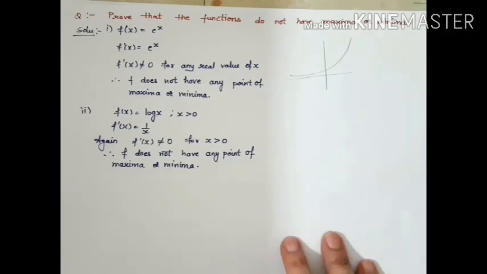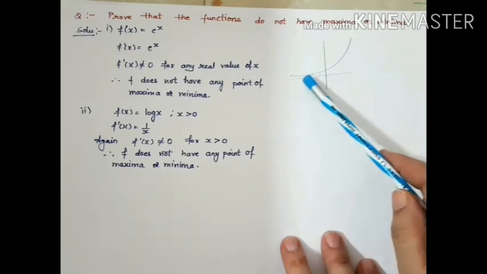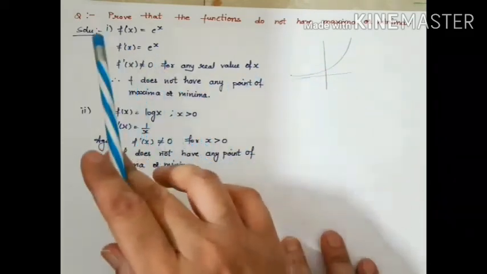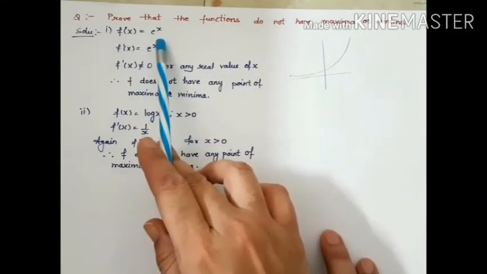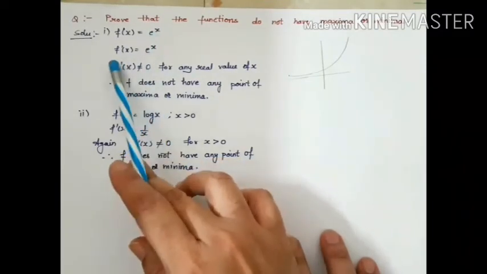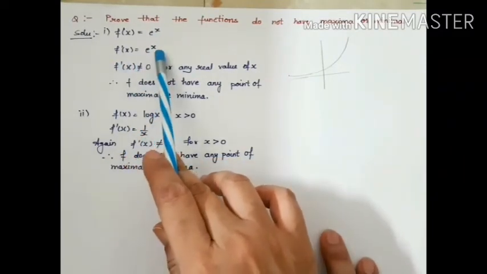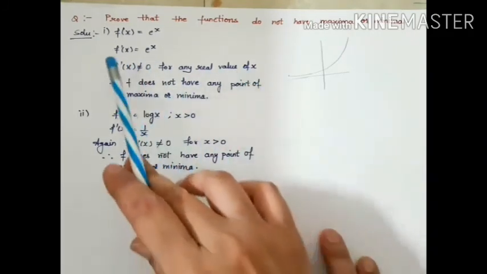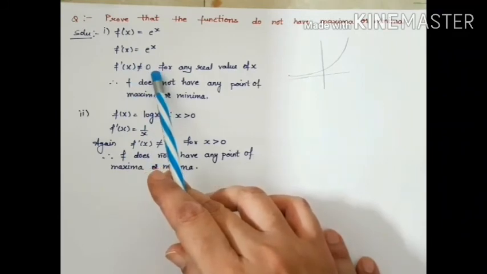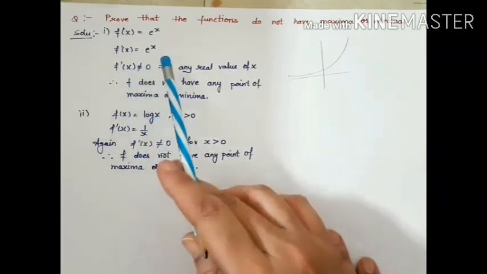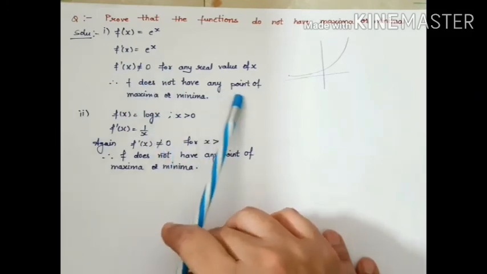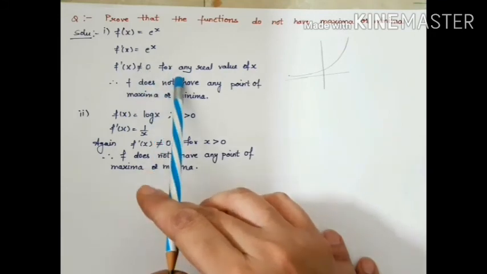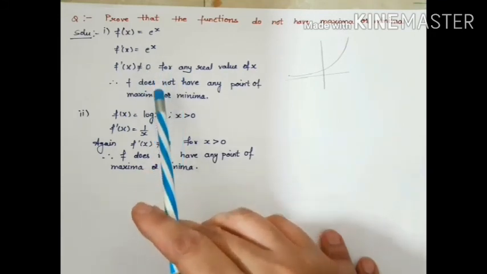So graphically we can see this function like this and can verify that we are not going to get any maxima or minima. And if you want to look at the mathematical solution for this, you can find f dash x, which comes out to be e to the power x. Now for all real values of x, f dash x is never going to be equal to 0. And if it is not equal to 0, that means f does not have any point of maxima or minima, because this is the condition we are using to find the maxima or minima, right?